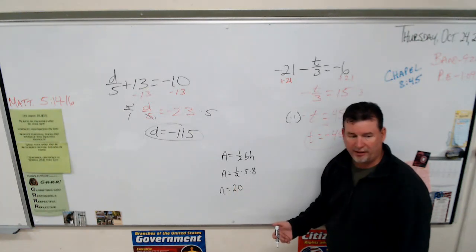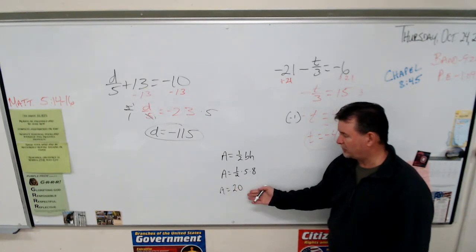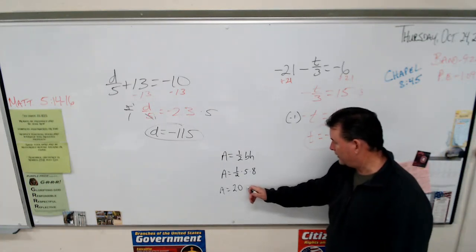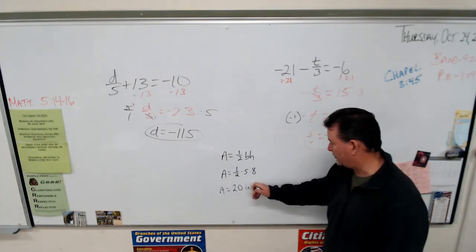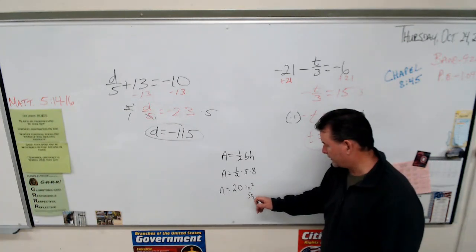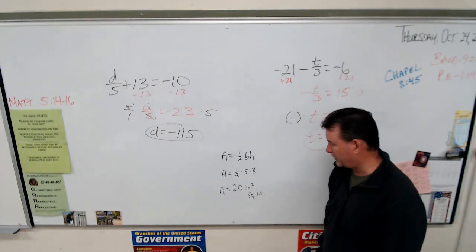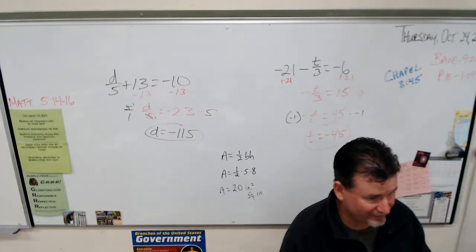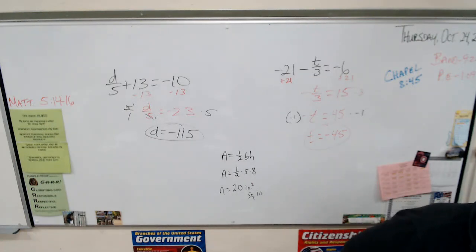Now the biggest key here for Zacchaeus is he's not just going to write 20 for his answer to number 33. He's going to write 20 inches squared, or sq. That's so much work though. Right, Zacchaeus. Yes, David. I need help on 37.